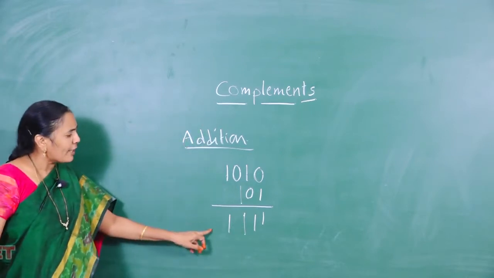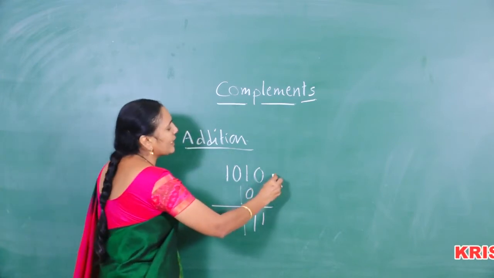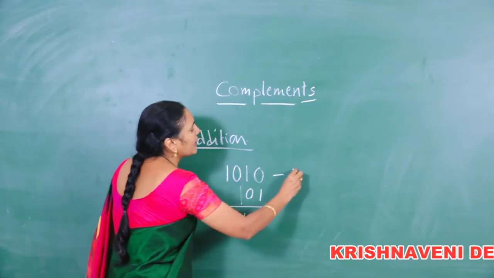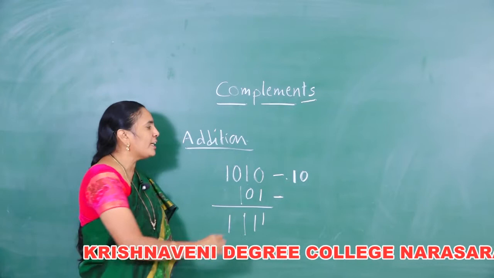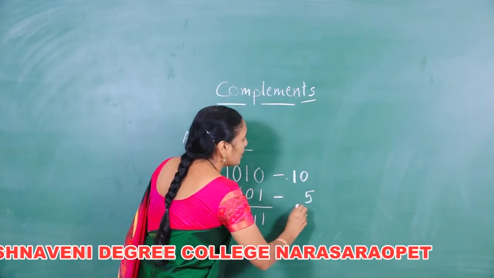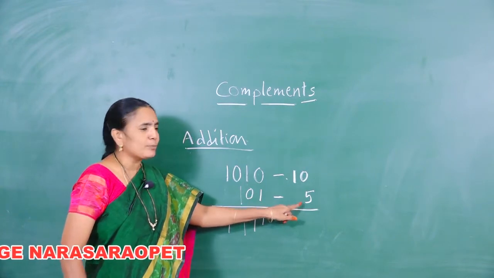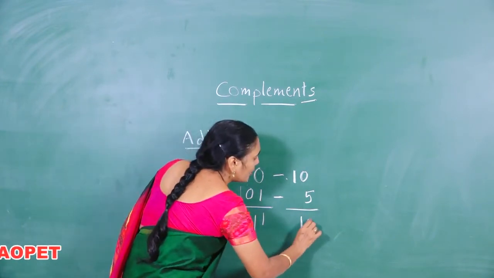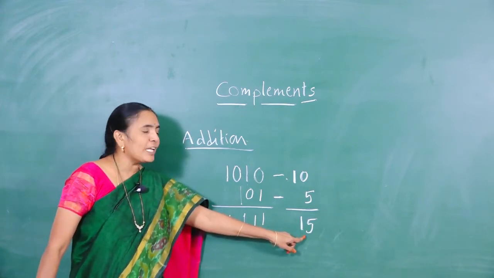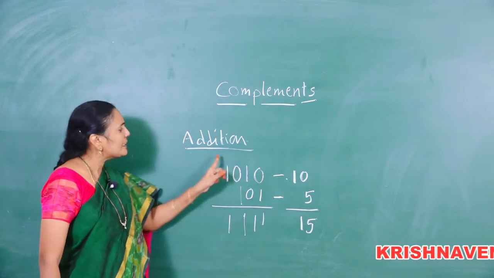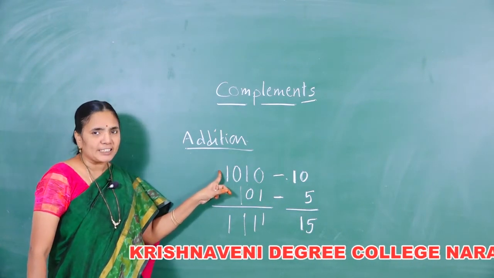So, let us verify whether it is a correct answer or not. Here 1010, the decimal equivalent of this number is 10 and 101, the decimal equivalent of this number is 5. When you try to add 10 and 5 in the decimal number system, it is 15. The answer 1111 is decimal equivalent to 15. This is the process in which we do binary addition.